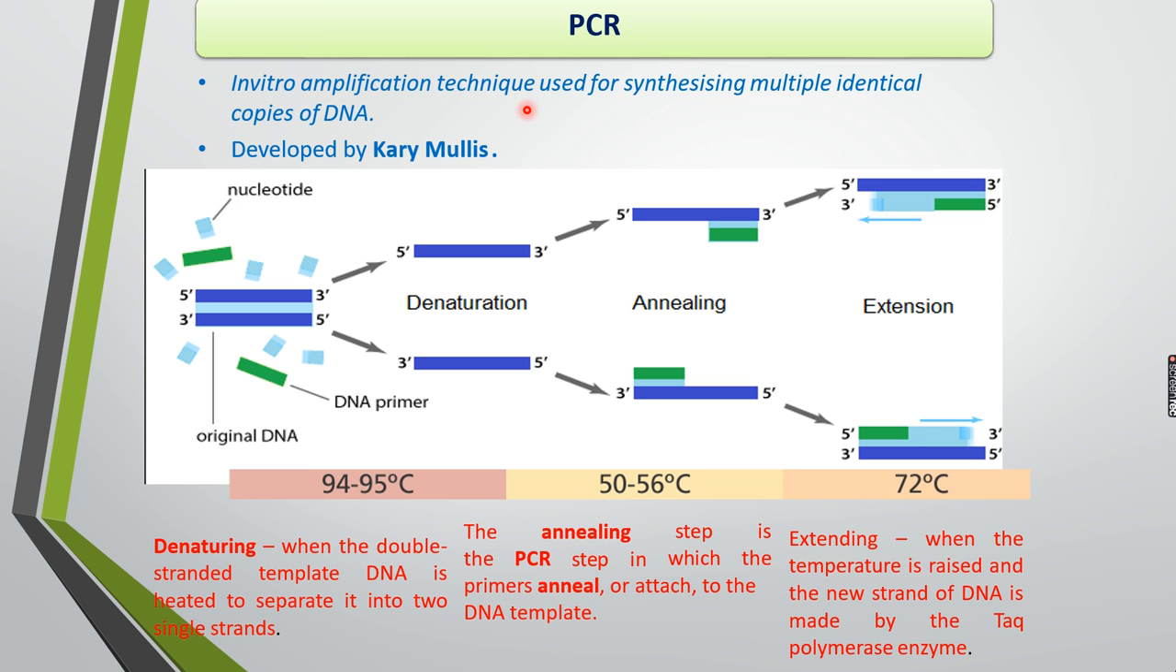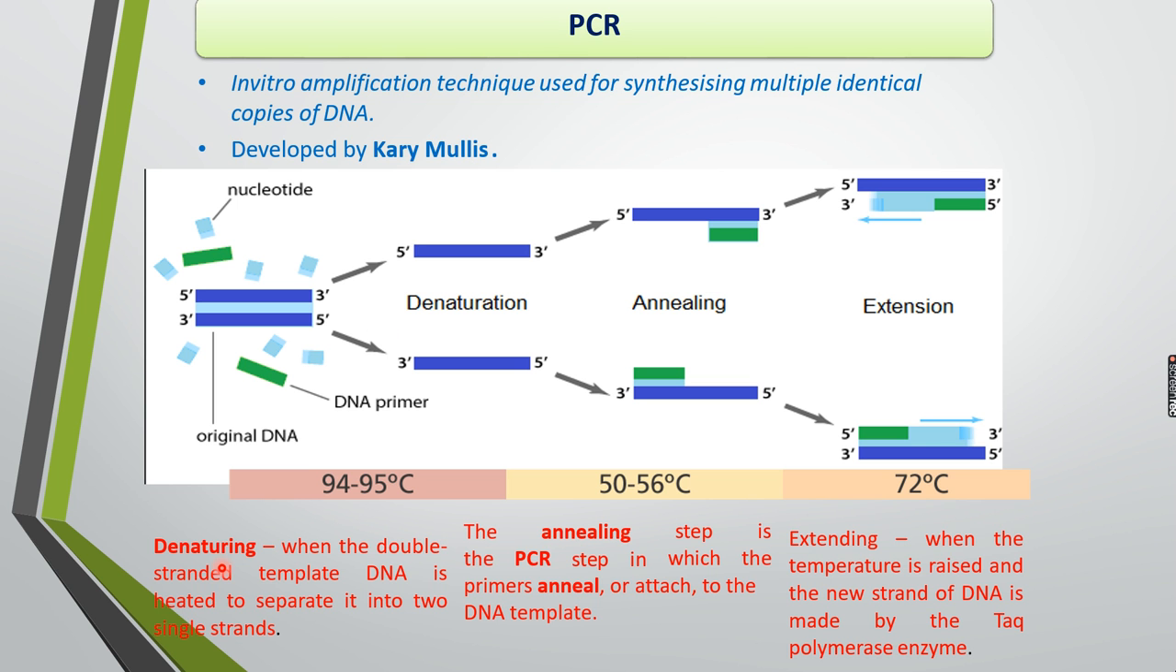It is an in vitro amplification technique; in the laboratory we amplify the desired DNA. Amplification means producing many million copies of the desired DNA; synthesizing multiple identical copies of DNA is possible. Who discovered this technique? Kary Mullis. And this PCR technique involves 3 steps.